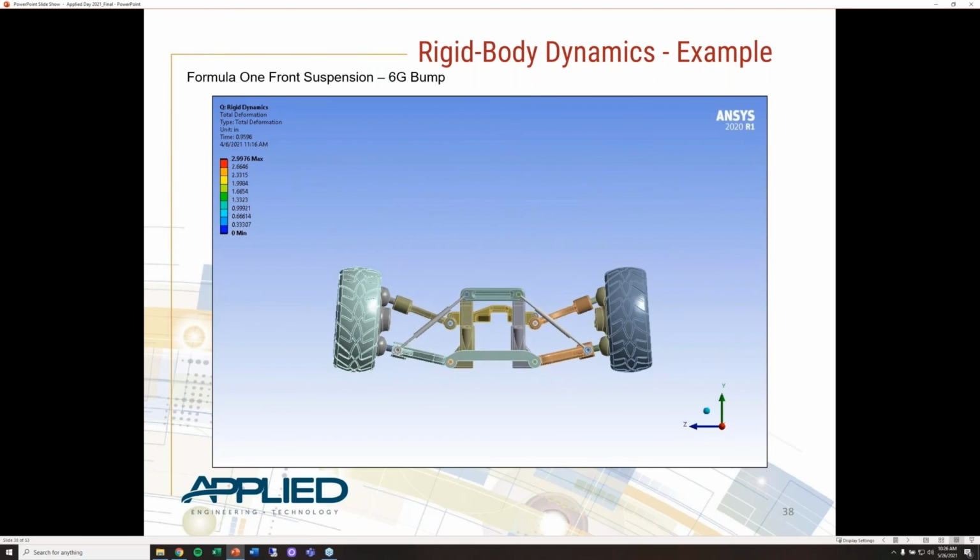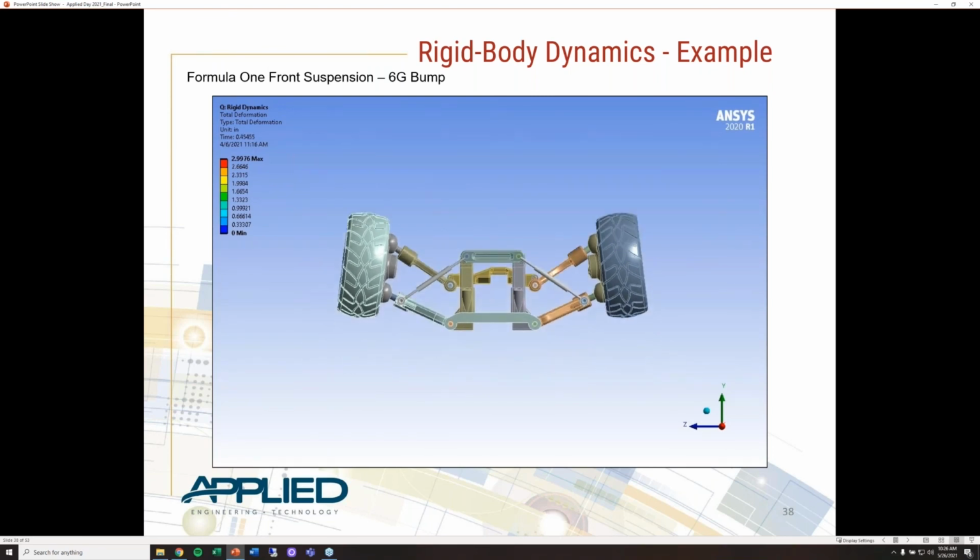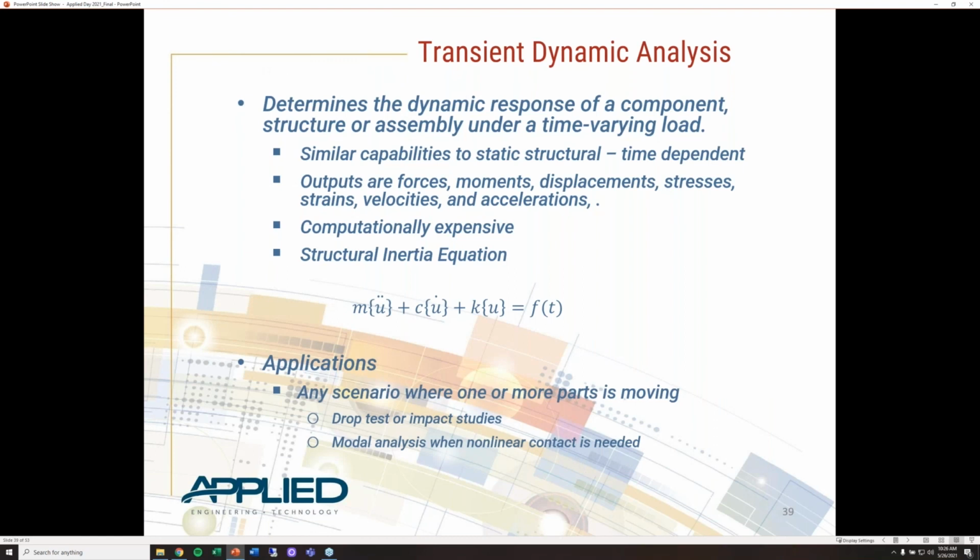It's very easy to set up. Very capable solver here. Moving on to transient dynamic analysis. This type of analysis, transient dynamic analysis, determines the dynamic response of a component, structure, or assembly under a time varying load. So similar capabilities to the static structural environment, we're just adding time back in now, okay?